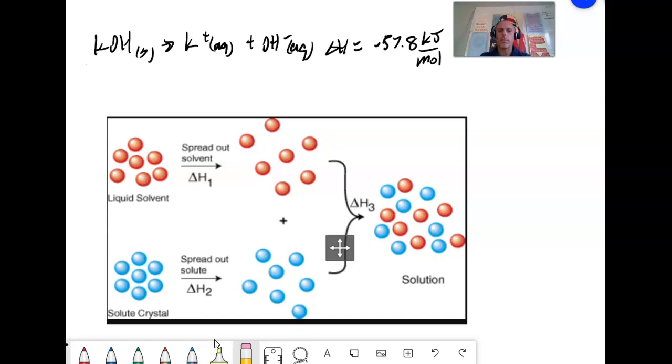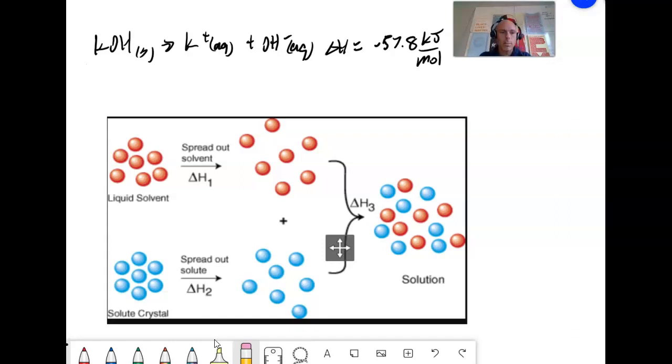Joule is the SI unit for energy. A kilojoule is 1,000 joules. Again, we'll worry about that later. It's negative, which means there's a release of energy. There's a net release of energy from this process. It's an exothermic process. You might be thinking, well, wait a second, this looks sort of like a decomposition reaction. We're breaking things apart.